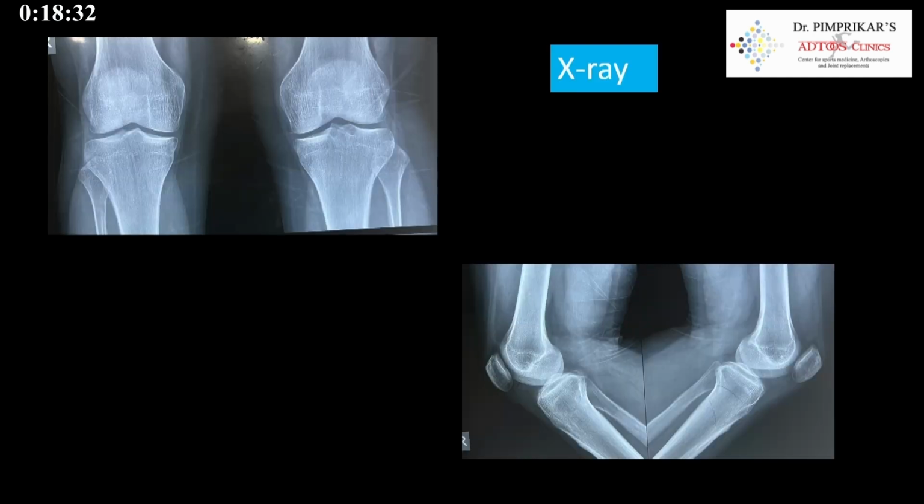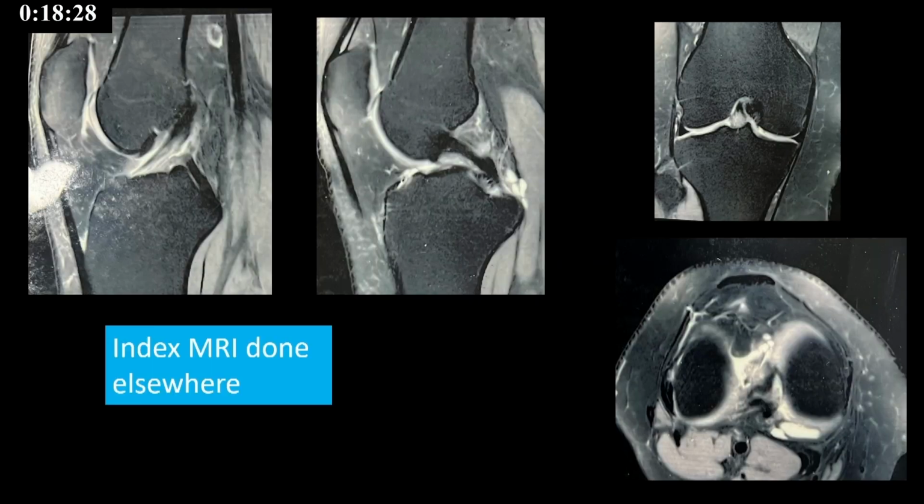These were his x-rays, which were absolutely inconspicuous. They did not show anything. This was the index MRI done in Pune, where one can see some hyperintense shadow at the tibial attachment of the ACL. These were the only pictures available with the patient on file, and one can see certain cystic lesions posterior to the PCL, which actually extended onto the posteromedial side as well.